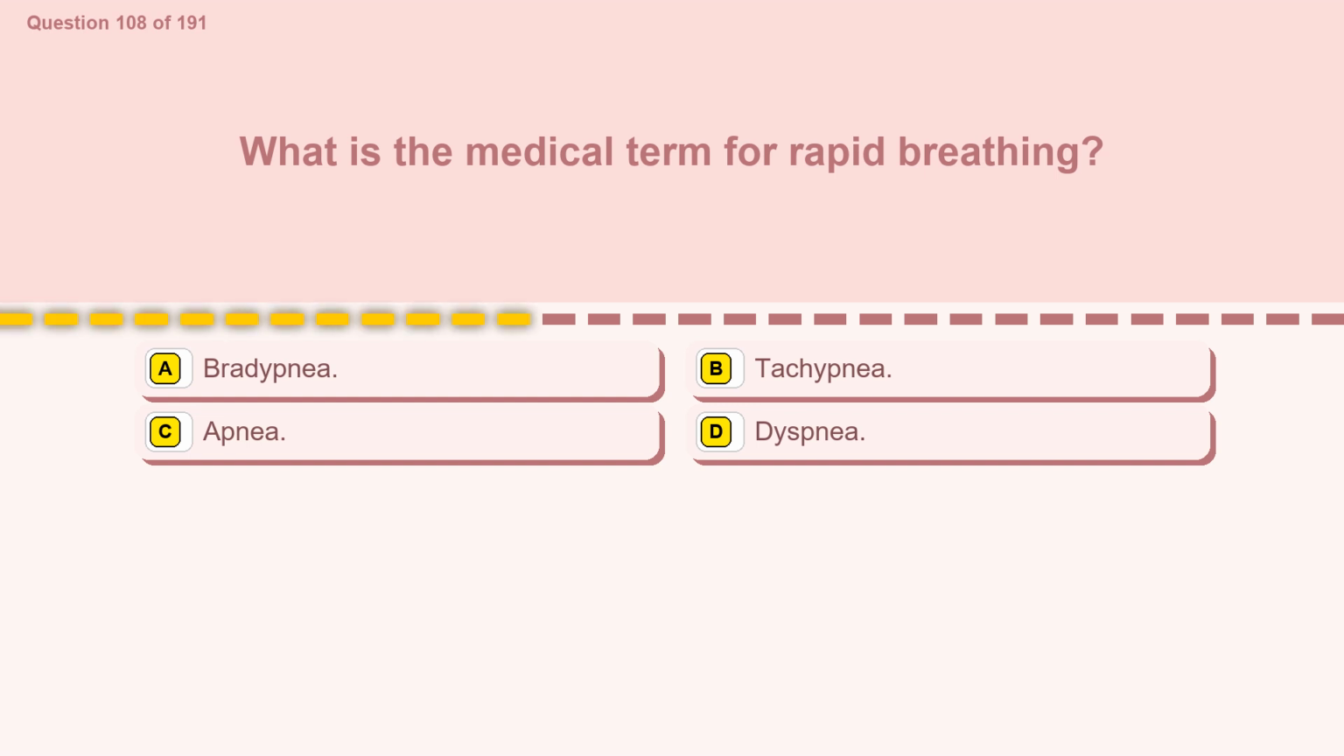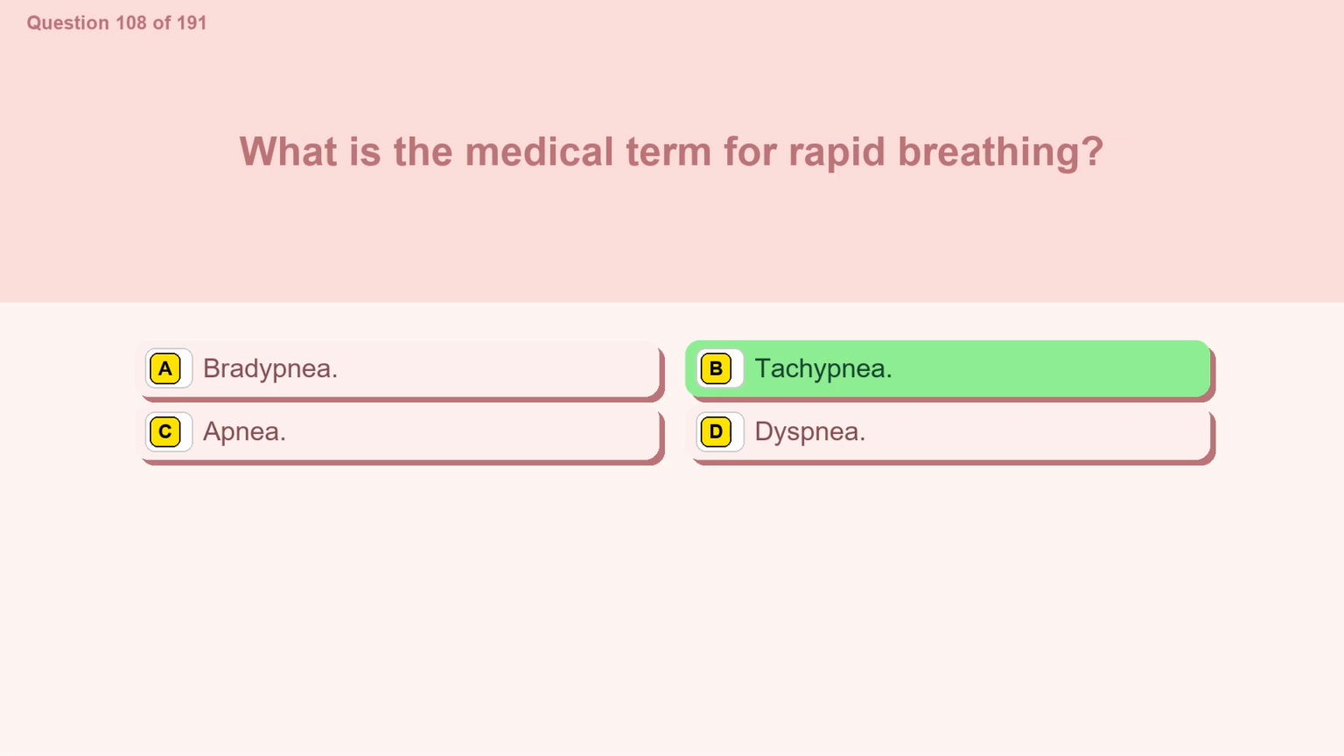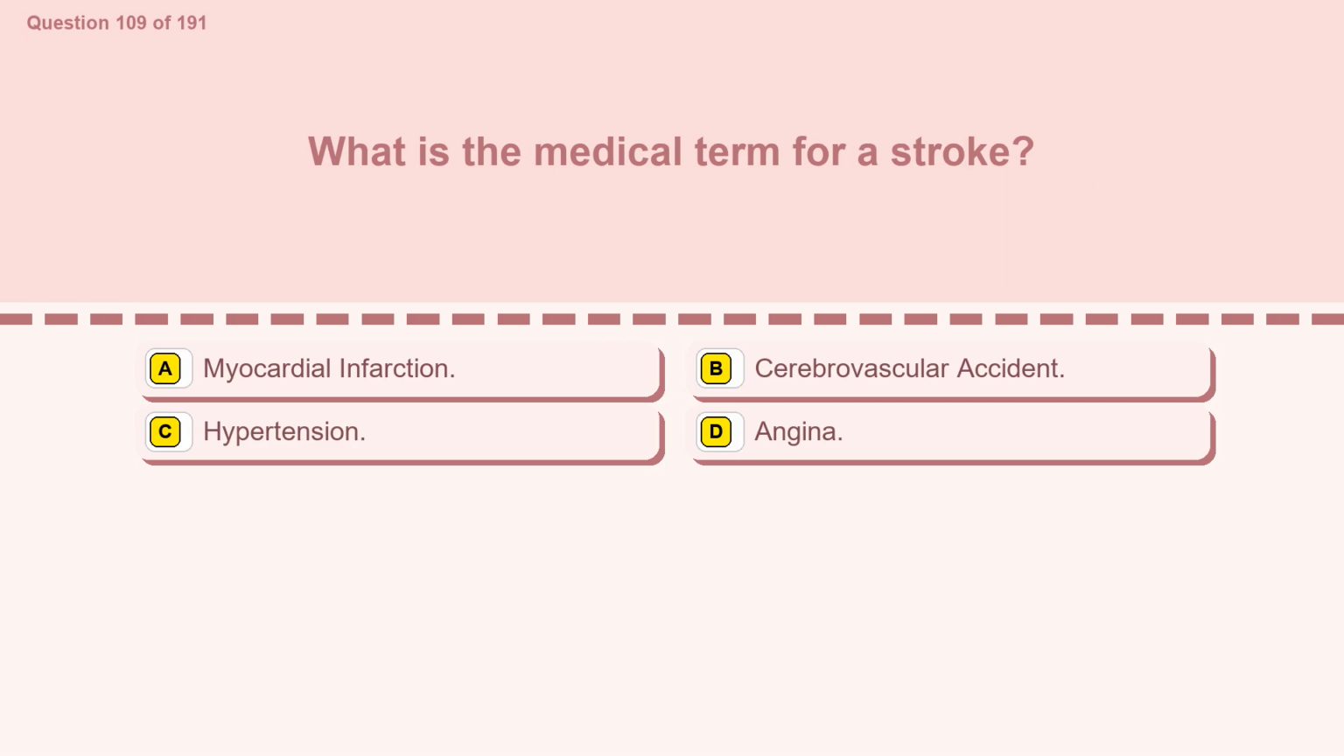Option A, bradypnea. Option B, tachypnea. Option C, apnea. Option D, dyspnea. The correct answer is option B, tachypnea. Tachypnea involves a respiration rate higher than 20 breaths per minute. Question 109. What is the medical term for a stroke?